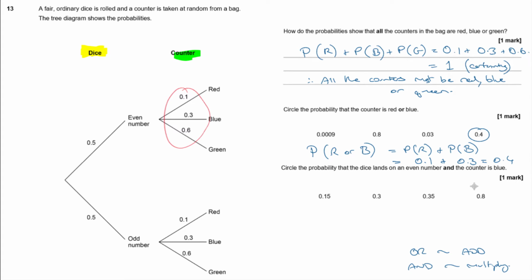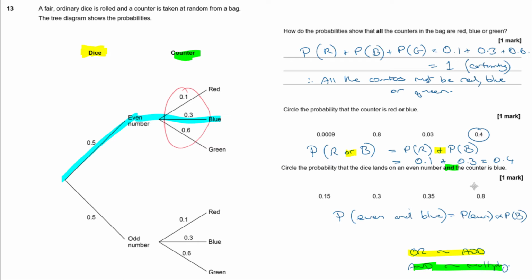Okay. Circle the probability that the dice lands on an even number and the counter is blue. So we said earlier that or means add, but we also said that and means multiply, and here we've got an and. So what we want to do is work out the probability of an even and blue. That's going to be the probability of even multiplied by the probability of blue. Basically we are going down the even blue route there, aren't we?